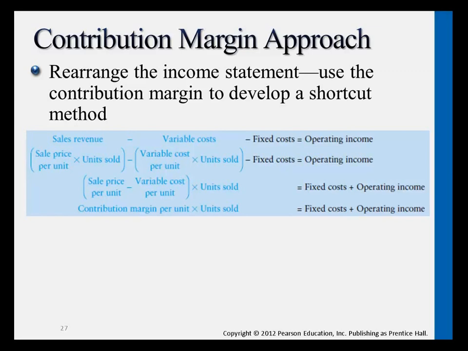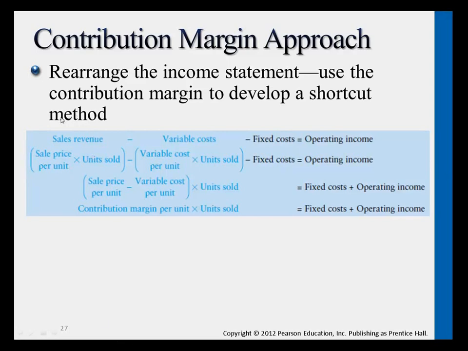Okay, so what are we going to do right now? We'll rearrange our income statement, and we'll use our contribution margin so that we develop a shortcut method. So let's look at these formulas. What do we have here? We're going to find the number of products or services that we need to provide to break even. So what does it mean here? Some of it we've discussed as well.